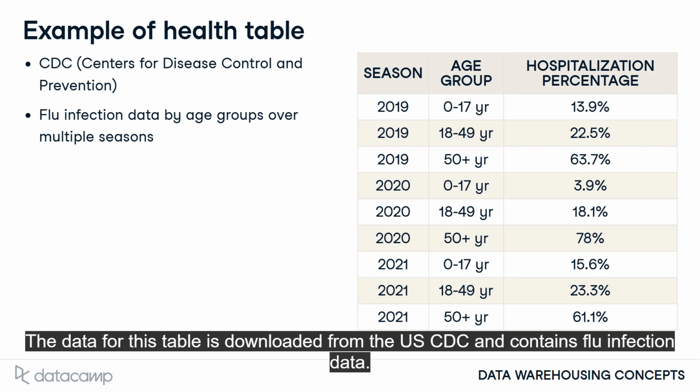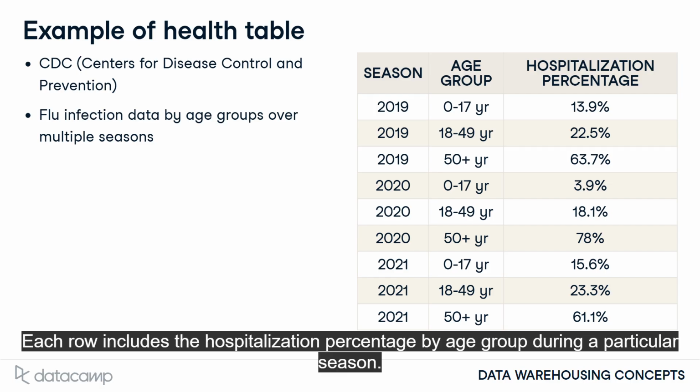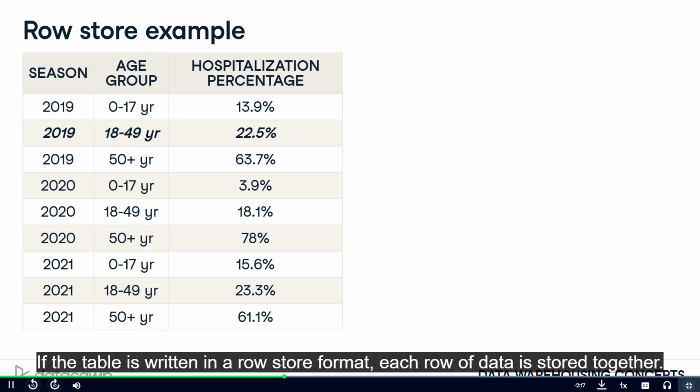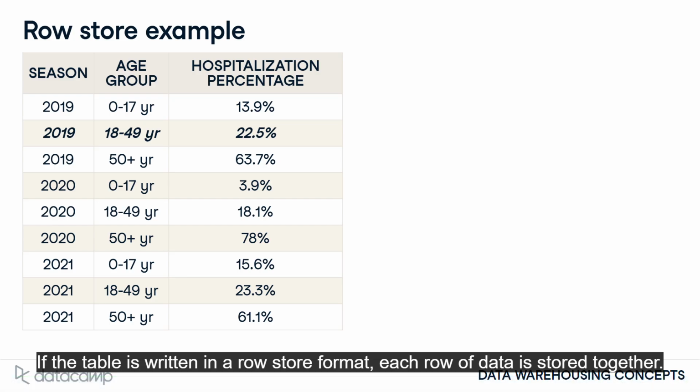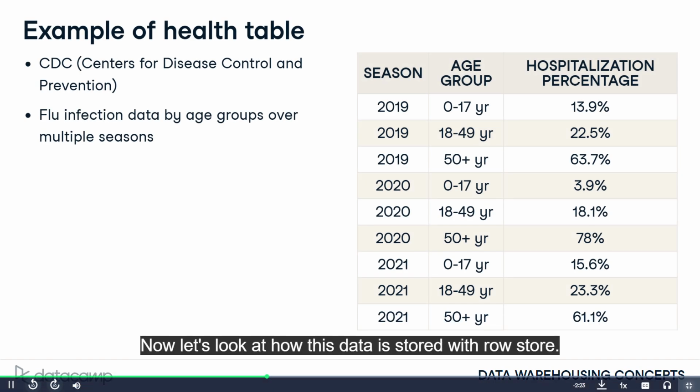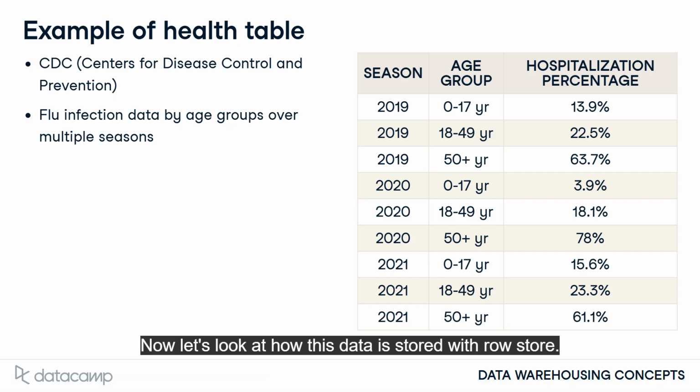The data for this table is downloaded from the US CDC and contains flu infection data. Each row includes the hospitalization percentage by age group during a particular season. Now, let's look at how this data is stored with row store.